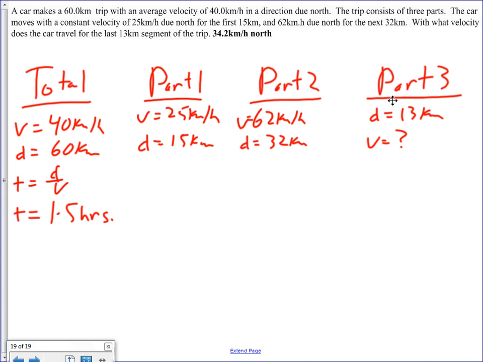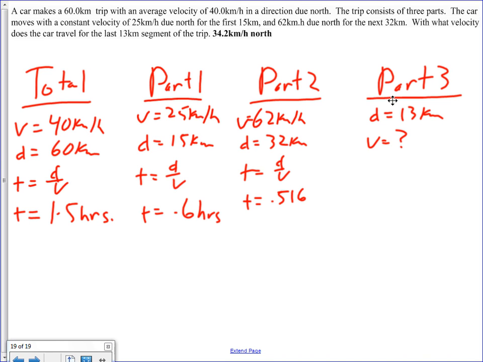Yes. All right. So time equals d over v for part 1. When we go 25 over 15, we get 0.6 hours. For part 2, t equals d over v. Time for this one is 0.516. I'm going to leave it at 0.516, with some extra decimals there. Now, if I add these two together here, I get 1.16 hours.